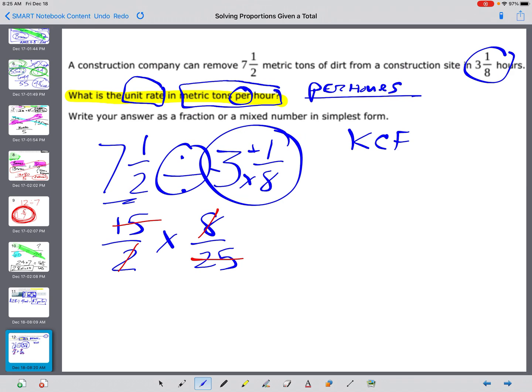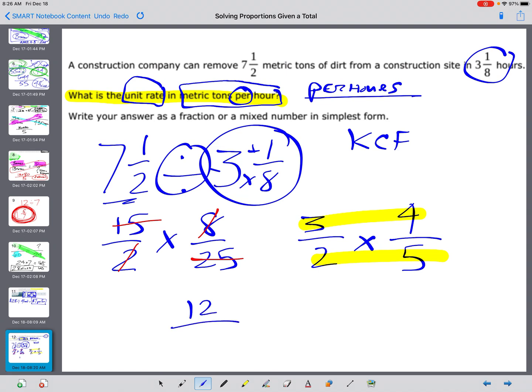The way you would think of it is, for 15, 5 goes into 15 3 times, so we can write 3 there. And for 25, 5 goes in 5 times. Now for 2, it goes into itself once, and it goes into 8 4 times. So now we have an easier multiplication problem where we can just do 3 times 4 is 12, and 2 times 5 is 10. That reduces down, of course, to 6/5, which simplifies one more time to 1 1/5.